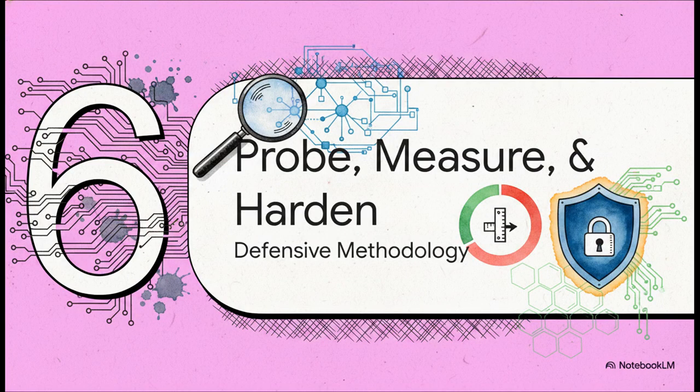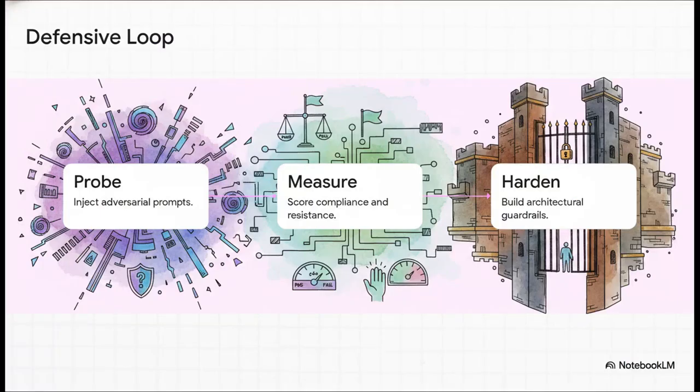And finally, Module 6, Probe, Measure, and Harden. We've covered a tremendous amount of ground today. So the crucial point is, how do we actually secure these systems? Well, defense requires a structured, continuous loop. Step 1 is to probe. You must inject these adversarial prompts into live workflows before deployment to surface any latent misalignments.